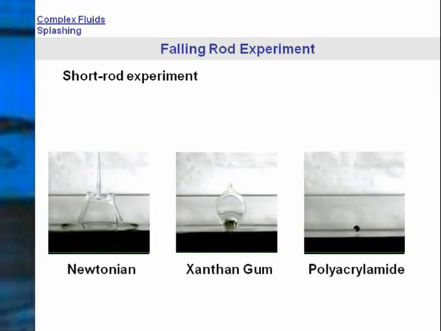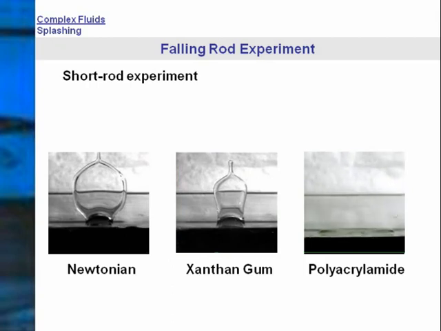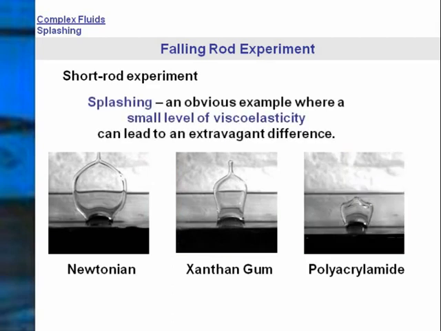It is clear that the effect of the polymer addition is not as marked in the short rod experiments as it is in the sphere case. Nevertheless, it is still evident and is seen to be more significant in the case of the polyacrylamide solution. So splashing is an obvious example of a situation where a seemingly small level of viscoelasticity can lead to an extravagant difference in the flow.